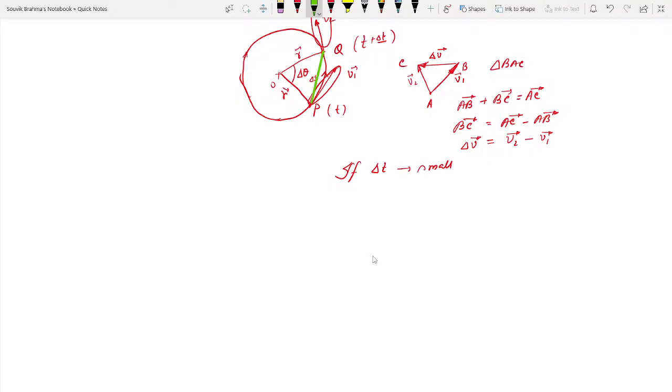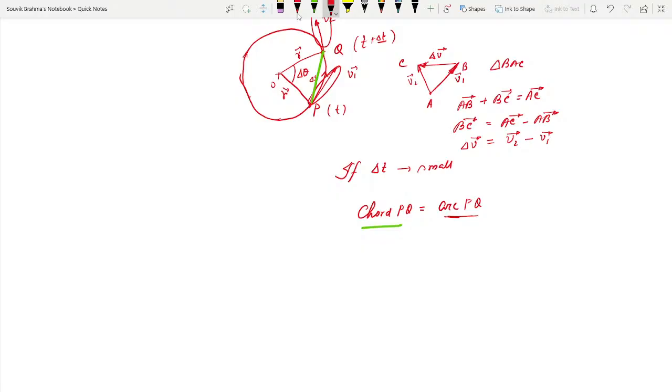For a very small value of delta t, you can say the chord PQ, denoted by the green line, is equal to the arc PQ, that is the red line, that arrow provided over here. So it is in green line and it is in red line. Okay.